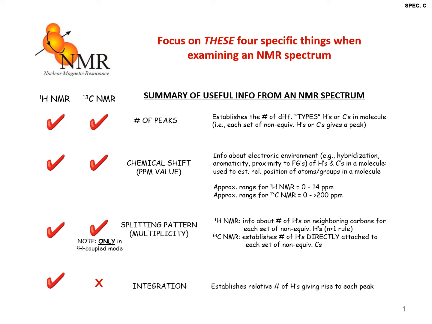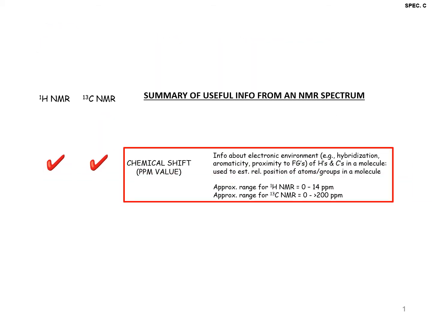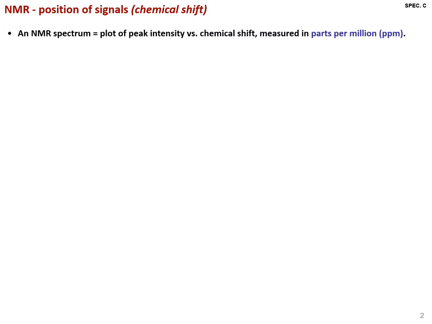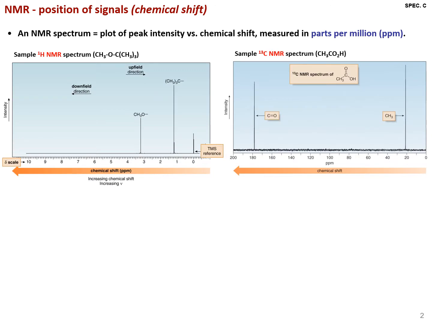In this video, we'll discuss NMR chemical shift and NMR integration. Let's start with chemical shift. NMR spectra are basically plots of peak intensity on the y-axis versus chemical shift on the x-axis, measured in units called parts per million, as you can see in sample proton and carbon spectra on this slide. Chemical shift values increase from right to left.